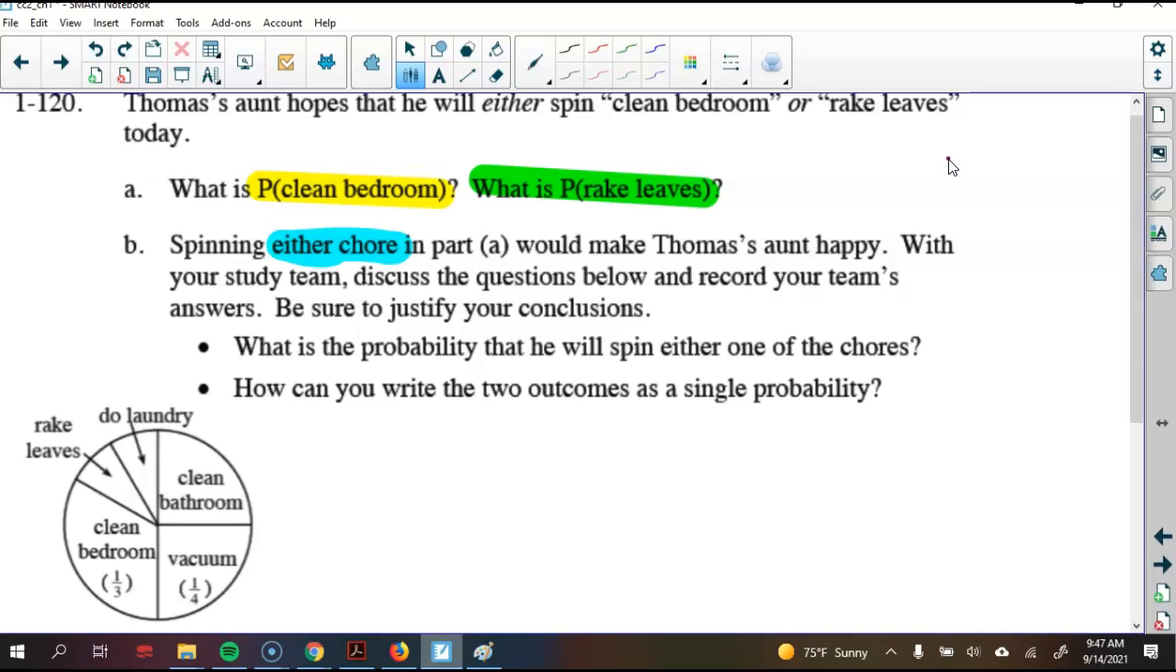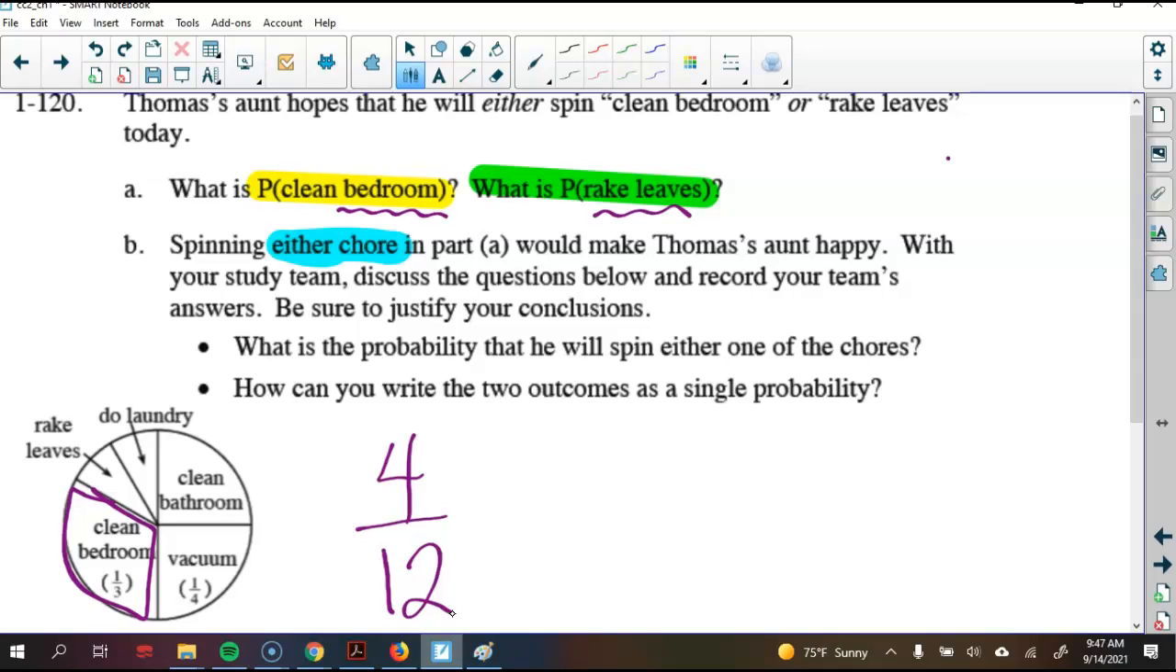Layla, we had common denominators dealing with bedroom and raking leaves. What was our probability of clean bedroom, with that denominator we liked? Our common denominator is 12, so I'm going to make this purple. How many 12s was clean bedroom? 4 12s was clean bedroom. Please make sure on your paper you've got that clean bedroom is 4 12s.